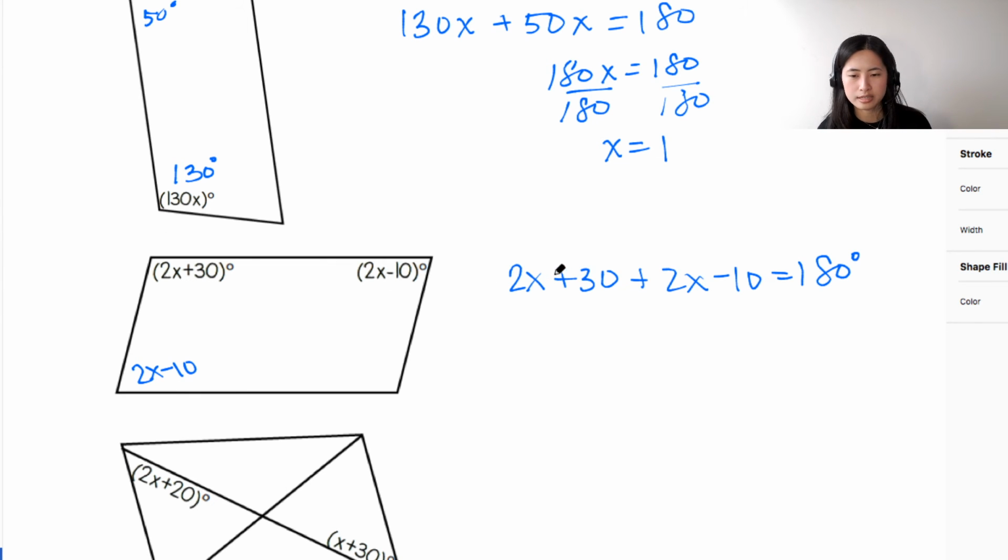So it's 2x plus 30 plus 2x minus 10 is equal to 180, right? 2x and 2x, that's 4x. And you have 30 minus 10, that's 20, right? So 180 minus 20, that would be 160. So you have 160 over there. Great. Therefore, dividing both sides by 4, you have x is equal to 40.